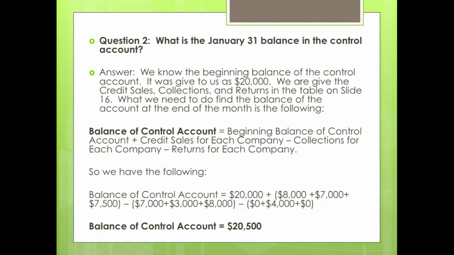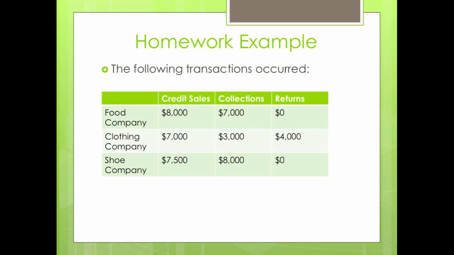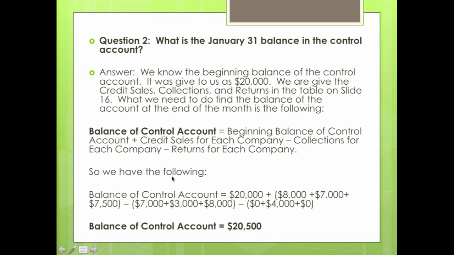What we need to do is find the balance for the account at the end of the month by doing the following. We take the beginning balance of the control account, which is $20,000, and then we're going to add the credit sales for each company. If you look at the credit sales for each company, it's $8,000, $7,000, and $7,500. This is where it's coming from.